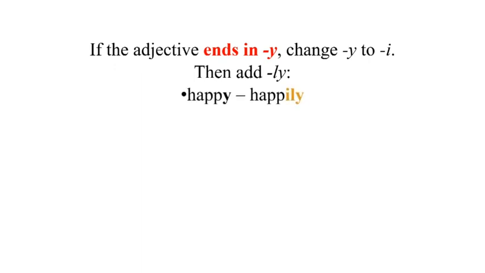If the adjective ends in y, change y to I, and then add ly. Da li je komplikovano? Uopšte nije. Dakle, happy se već završava na y, onda stavimo i, pa dodamo l i y, odnosno izbacimo y, dodamo I, ly. Happily.